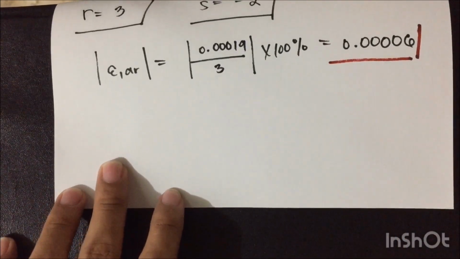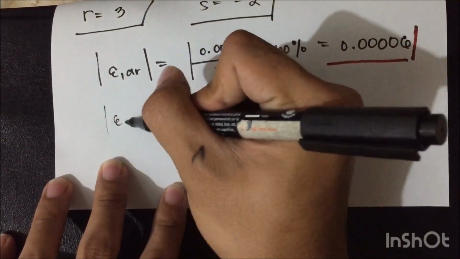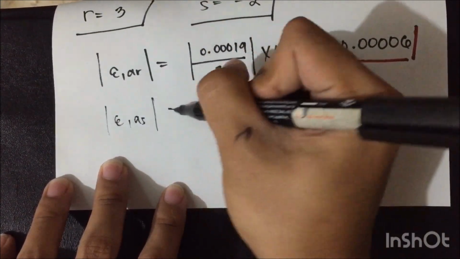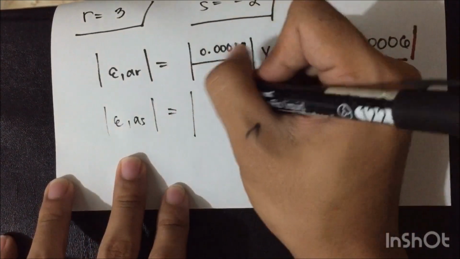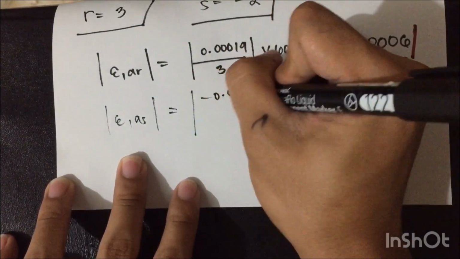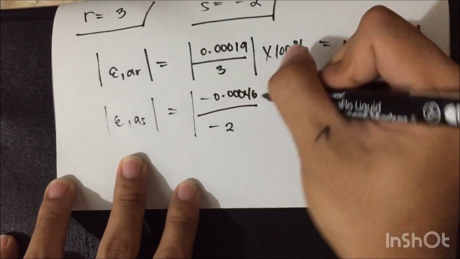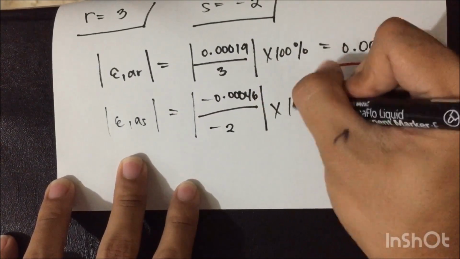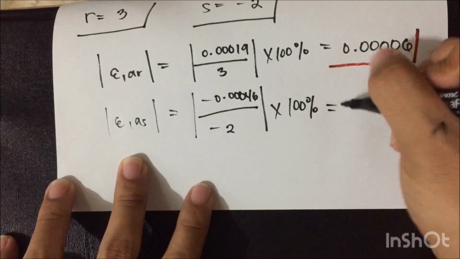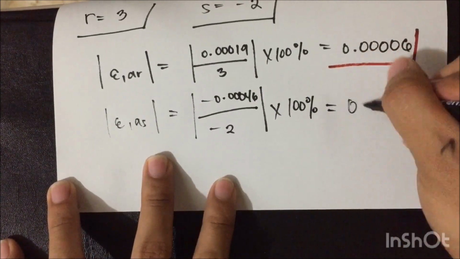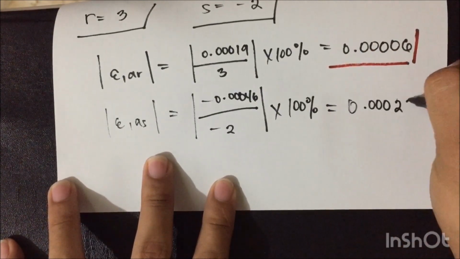And for S, we have delta S, which is negative 0.00046 over negative 2 times 100%, which is equal to 0.0023.